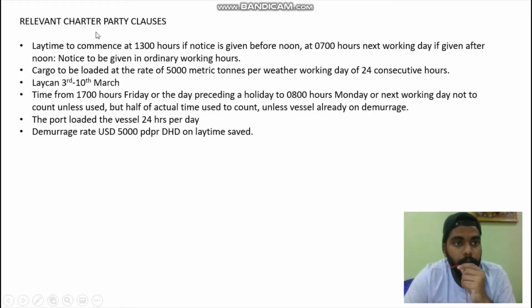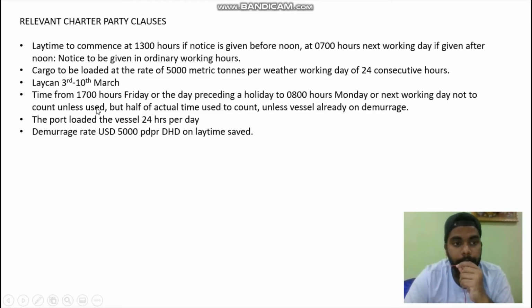For the first point, laytime to commence at 13 hours if notice is given before noon, at 7 hours next working day if given after noon, notice to be given in ordinary working hours. The next point is cargo to be loaded at the rate of 5,000 metric tons per weather working day of 24 consecutive hours. The third point is laycan is from the 3rd until the 10th March. Basically, the laycan is the duration given to the specific vessel to complete its cargo operation. So the vessel needs to arrive at the port within this time duration.